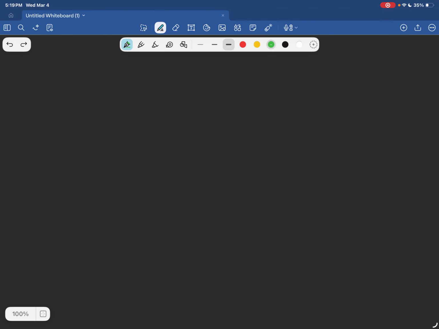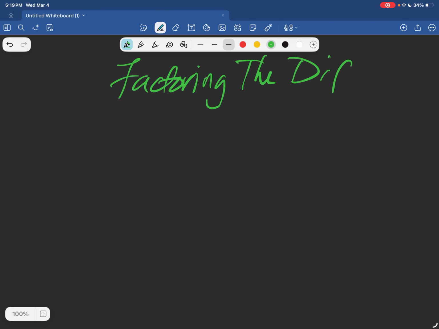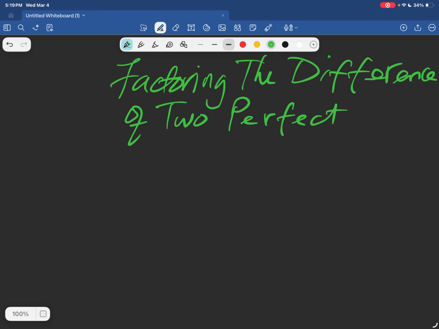Today, we're going to be factoring the difference of perfect squares. Let's write that right here. Factoring the difference, and you all know that the difference means subtraction. The difference of two perfect squares.